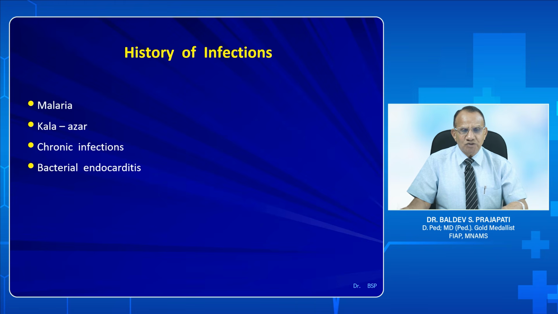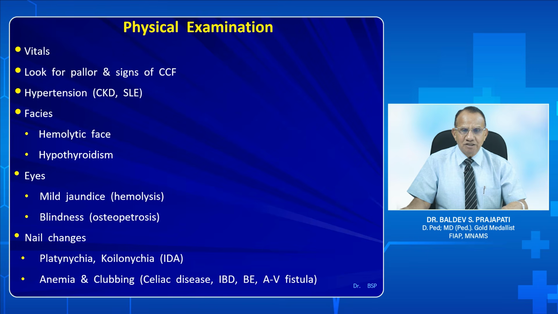Infections, as all of us know, like malaria, Kala-Azar, chronic infections, or even bacterial endocarditis, may be responsible for anemia. Physical examination: check all of the vitals, check for signs of cardiac failure, check the blood pressure. Severe anemia with hypertension may suggest chronic renal disease, or an adolescent girl may present with SLE. Look for specific facies, like hemolytic facies, and hypothyroidism, which will be a spot diagnostic feature.